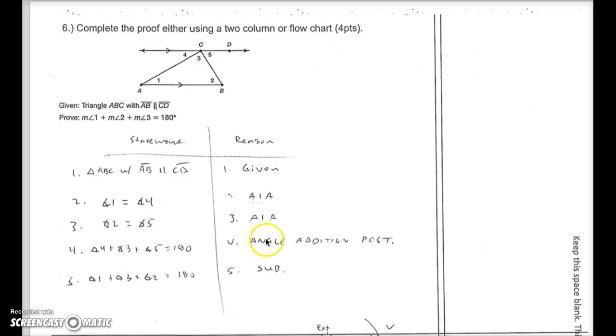Now, some students wrote the word linear pair, and that would have been incorrect because linear pair means you have, like a pair of shoes, only 2 angles. In this case, this is 3, and we did talk about that when we did the problem in class.